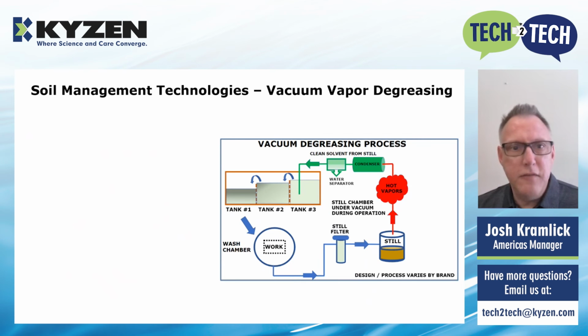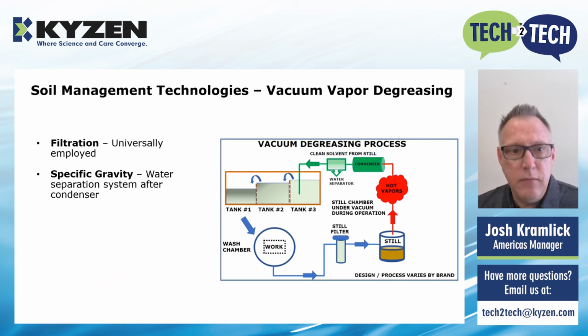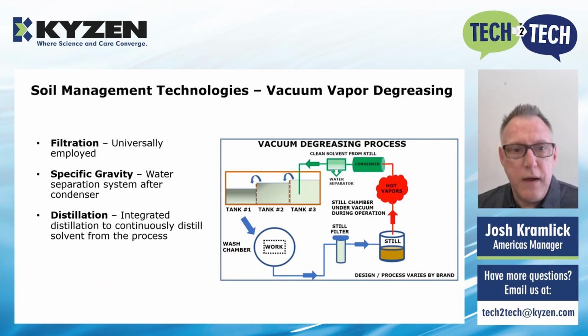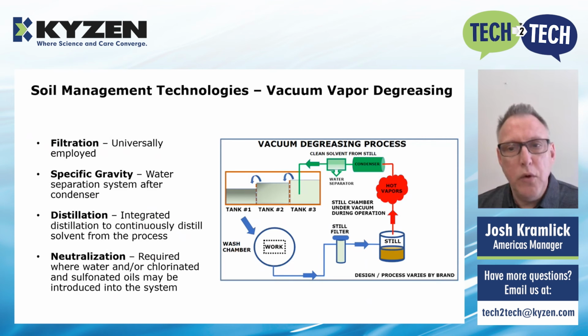Let's talk about soil management in vacuum vapor degreasing systems. Filtration is universally employed in the systems that we work with. Specific gravity also universally employed in a water separation following the condenser. Distillation systems are integrated with the process to continuously distill solvent. It's important to note that the schematic here does not represent all vacuum vapor degreasing configurations, and the exact handling of the solvent from the still may be different.